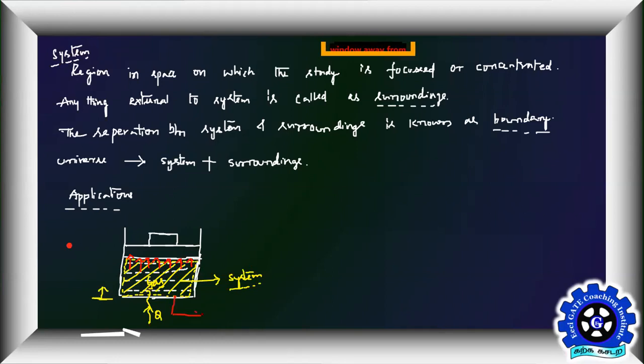The dotted line is called the boundary. Anything external to this gas, like your piston, weight, cylinder walls, everything, we call them surroundings. If I assume gas as your system, anything external to the gas is called your surroundings. And clubbing this system and surroundings, we call them the universe.